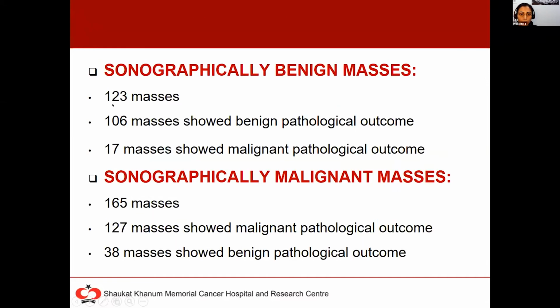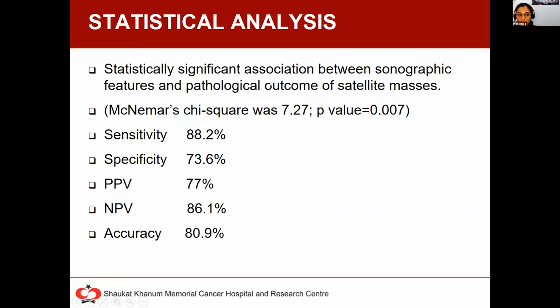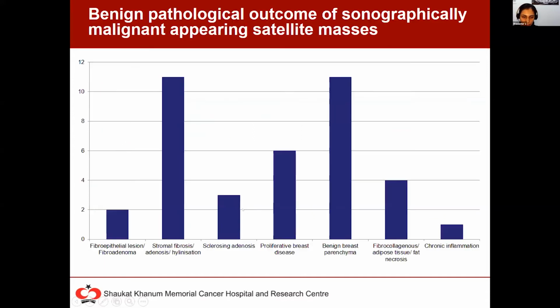So out of the 123 masses which were classified as sonographically benign, only 17 had discordant pathology, while 106 showed a benign pathological outcome. Of the 165 masses which were sonographically classified as malignant, 127 showed a malignant pathological outcome, while 38 showed benign pathology. So based on these results, there was a statistically significant association between the sonographic features and pathological outcome, with a p-value of 0.007, sensitivity 88%, and negative predictive value 86%.